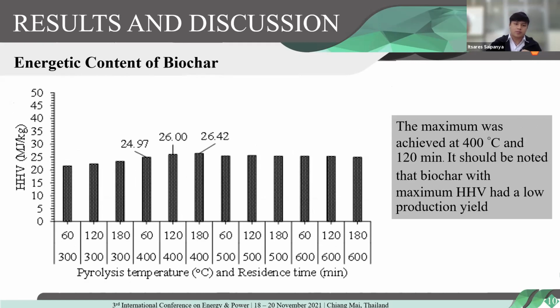Energetic content of biochar: the maximum was achieved at 400 Celsius degrees and 120 minutes. It should be noted that biochar with maximum HHV had a low production yield.